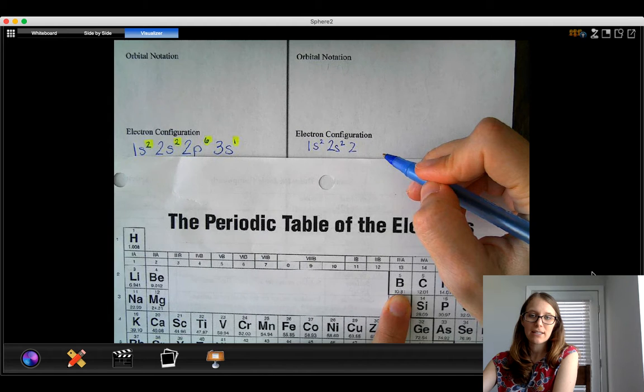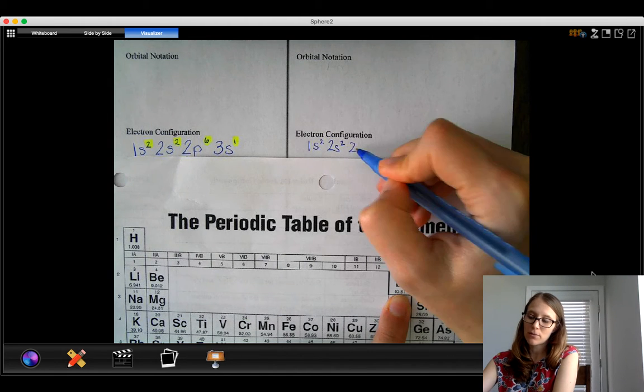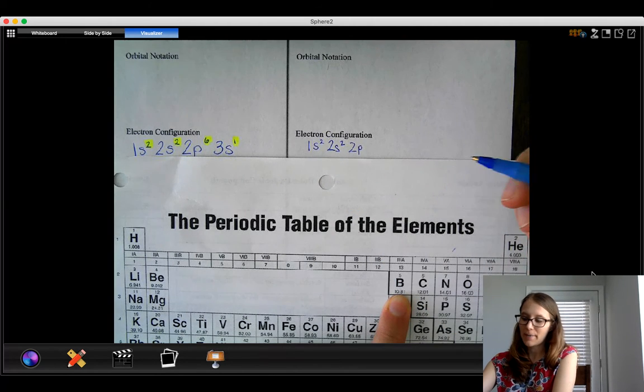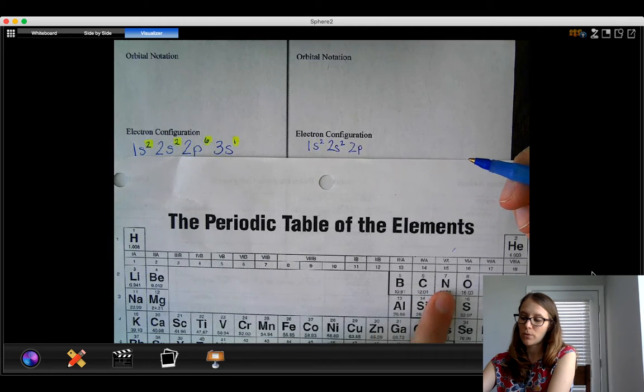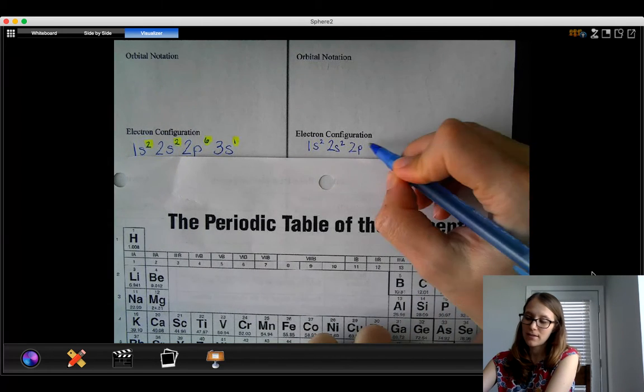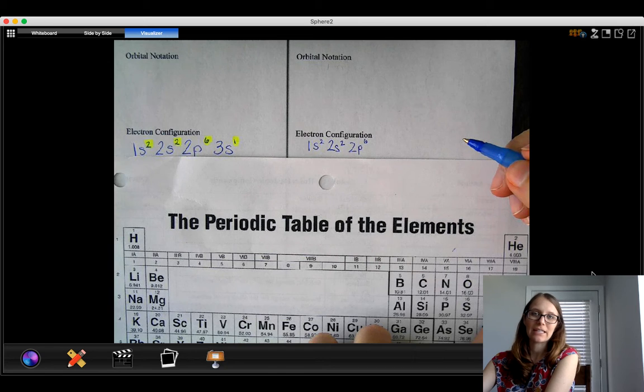I'm still in row number 2, so that number doesn't change. But when I go over to this section now, I'm in the P block, so my letter changes to P, and I'm going to count across. 1, 2, 3, 4, 5, 6. That's telling me 6 electrons live in the second energy level in those P-shaped orbitals.